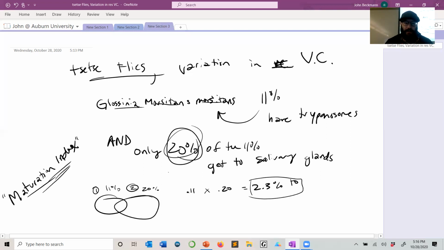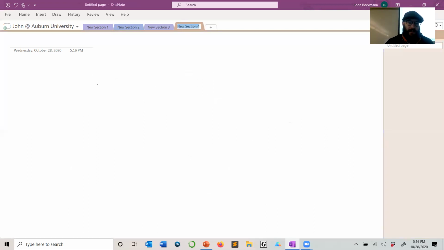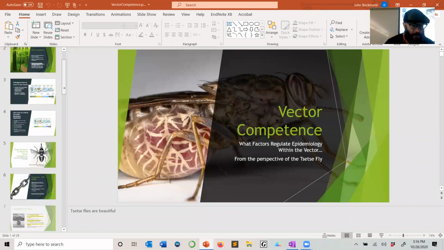And now let's show you how they're different. In a different species, Glossina, I have it in my PowerPoint. I think it's Pallidipes.